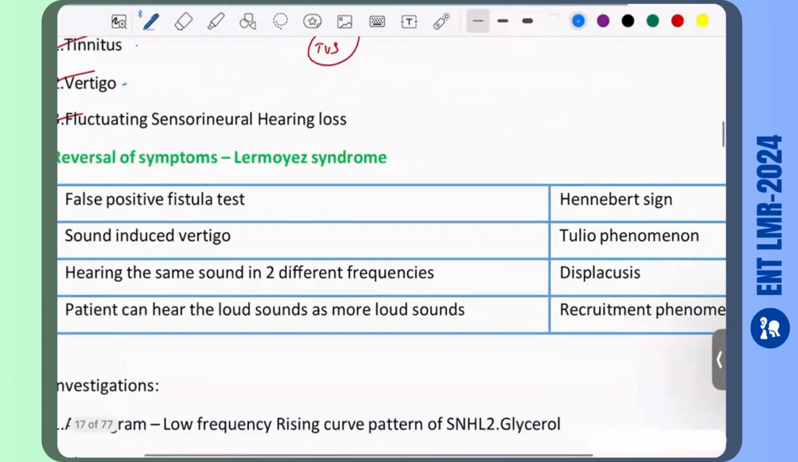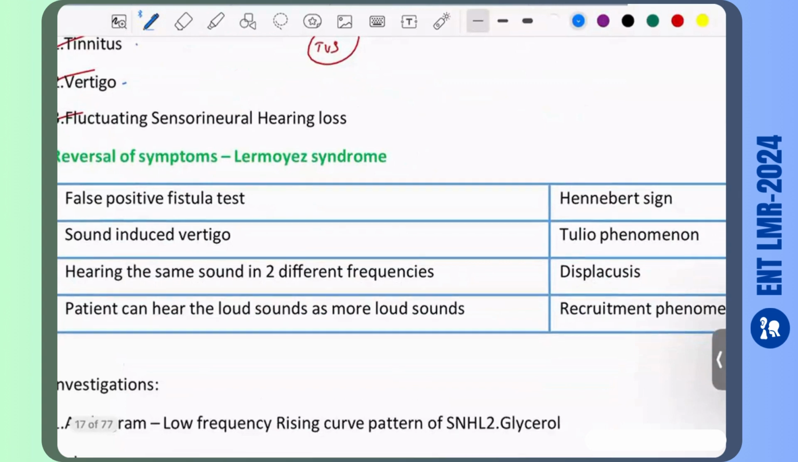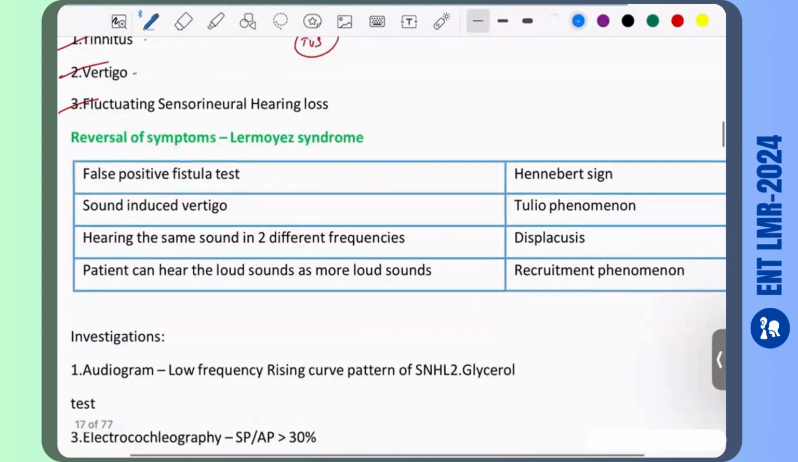This means that this is a gold mine of MCQs. A lot of signs will be there. False positive fistula test, Hennebert sign. Sound-induced vertigo, Tullio phenomenon. Hearing the same sound at two different frequencies, diplacusis. The patient can hear the sound as louder, the recruitment phenomenon. These are the signs seen in Meniere's disease.